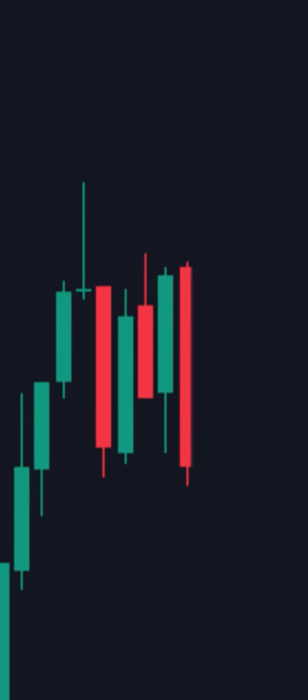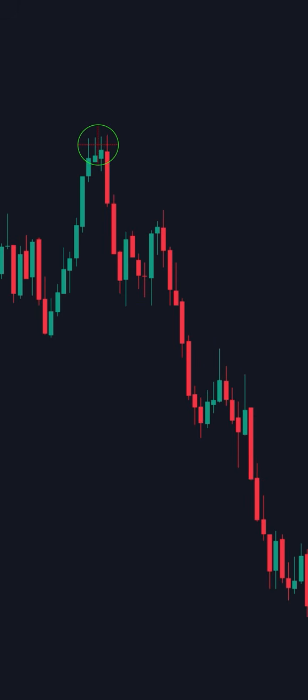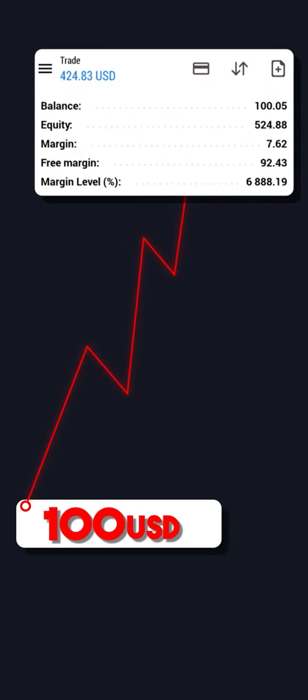When it comes to catching precise and accurate setups, always, and I mean always, count me in, because that's exactly what I did in this VIX 100S setup, and I turned this client's 100 USD account to over 500 USD.